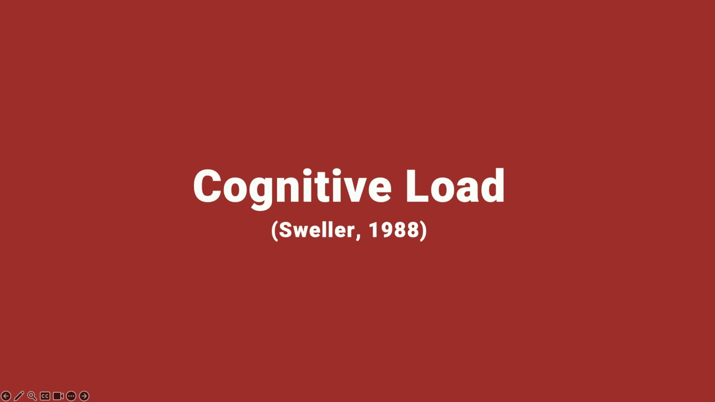Okay. So the term cognitive load was first coined by researcher John Sweller in the late 1980s. Essentially, it says that our working memory has a limited capacity to process information. And it also identifies three types of cognitive loads.